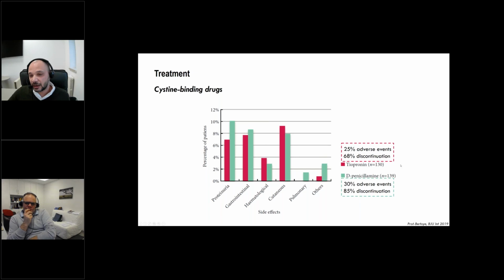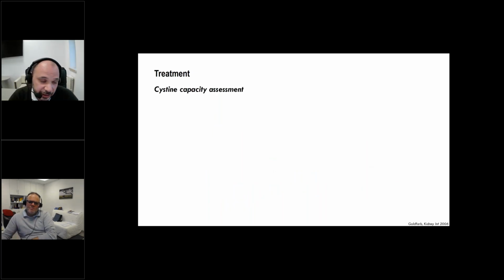Since the safety profile for tiopronin is relatively more lenient compared with D-penicillamine, it is usually recommended to start with that drug and then move to D-penicillamine if needed.